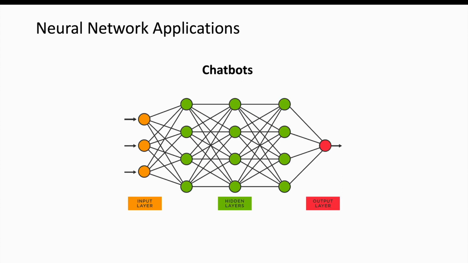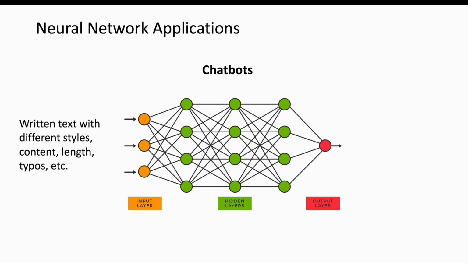One example of applying neural networks is chatbots. So these can take in a complex form of data input, which is written text, and that might have different styles, content length, typos. And so we need to be able to interpret this really complex form of data, and from that, output some kind of appropriate response.